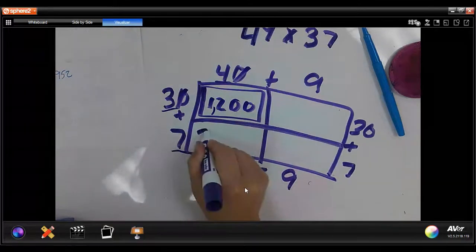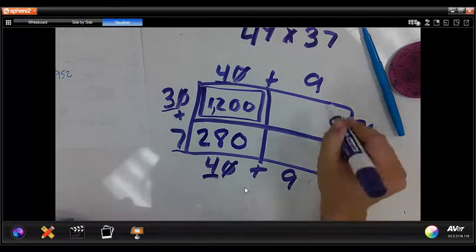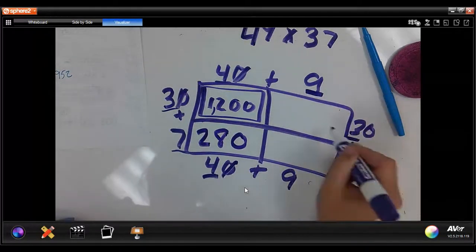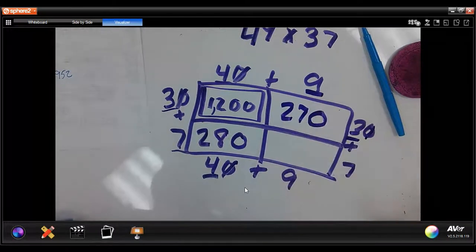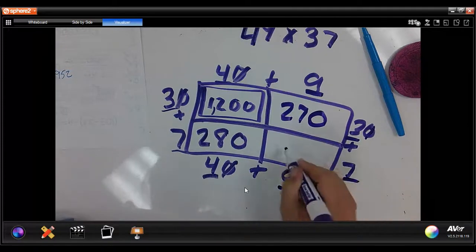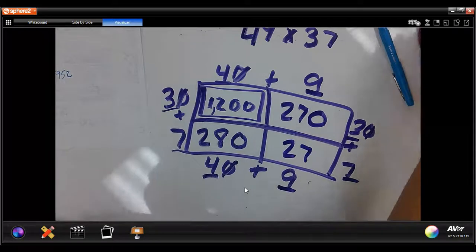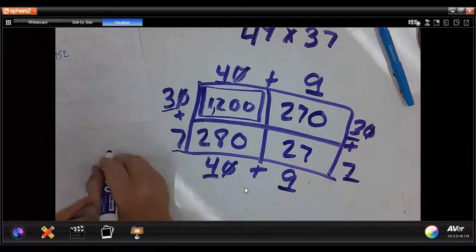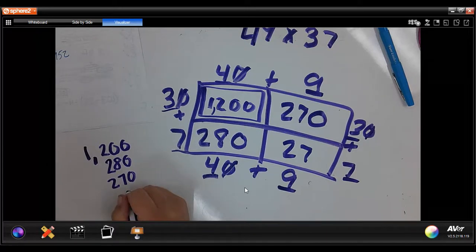7 times 40. 7 times 4 is 28. 1 0. My answer for that area would be 280. 9 times 30. 9 times 3 is 27. 1 0 in my factors. 1 0 in my answer. 9 times 7 again is 27. The last step to solve this is adding them all up. So 1,200, 280, 270, and 27.